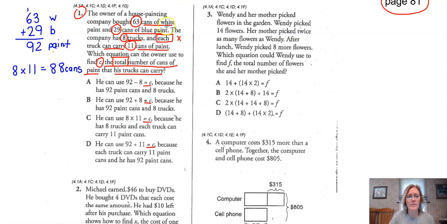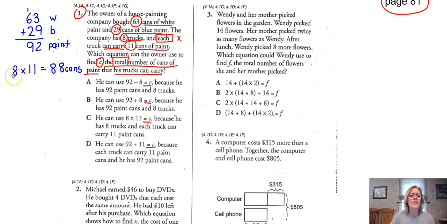Okay, now that you're back, let's look at some of the things we had to solve in this problem. First of all, we need to know the total amount of paint. What do we do for the total? We add. I labeled the white with a W and the blue paint with a B, and when we put them together, we have 92 total cans of paint. I needed both of those numbers. Then it talks about the paint company owner having trucks, and each truck can only carry 11 cans of paint. So I need to see the total amount of cans of paint that his trucks can carry.